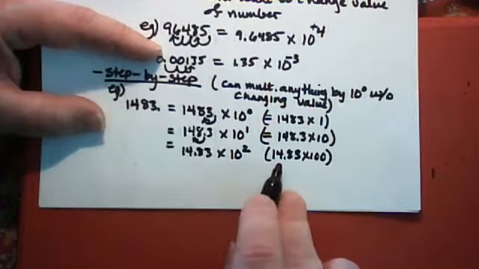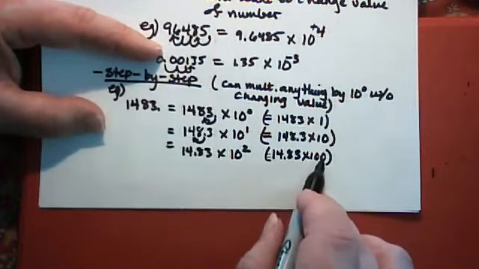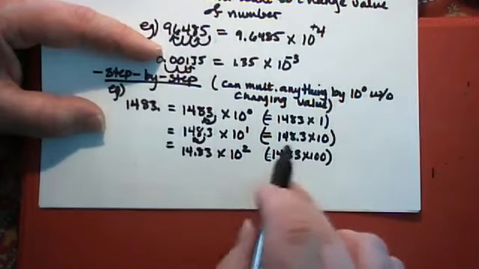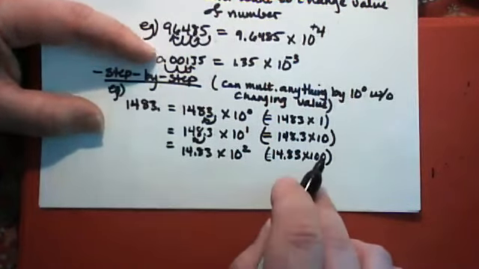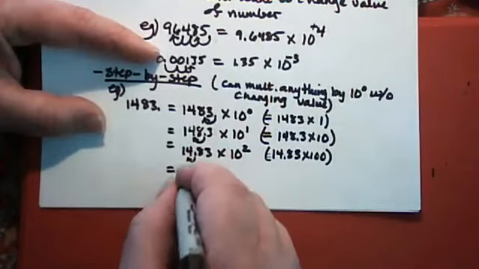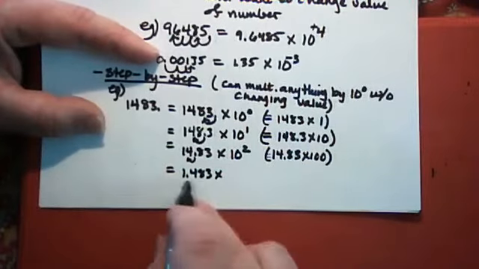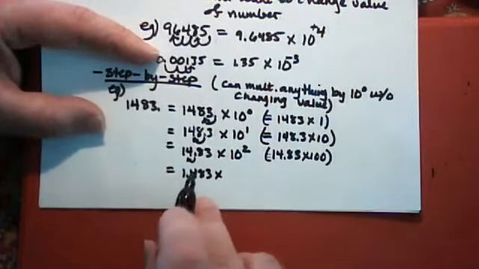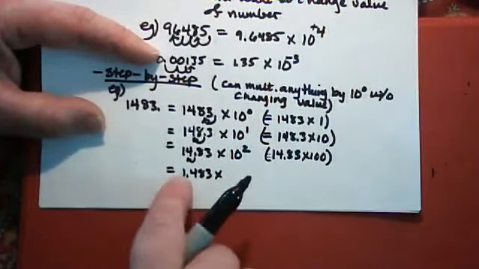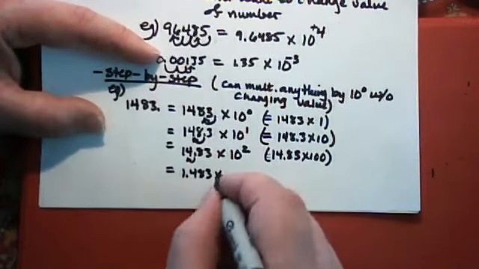And so essentially what we're saying is that 14.83 times 10 squared, or 100, is the same as these previous two numbers. You can try moving the decimal point again, and you get 1.483. That number is between 1 and 10, so we're done moving the decimal point, but we still have to come up with the exponent.